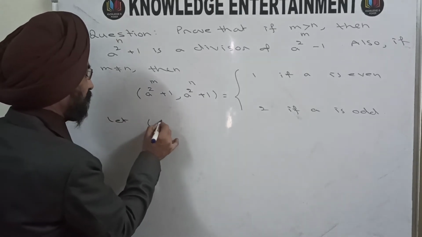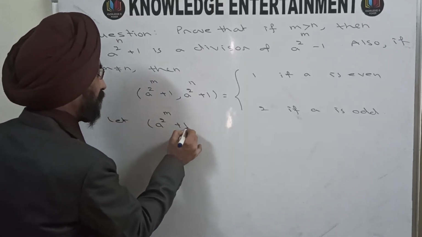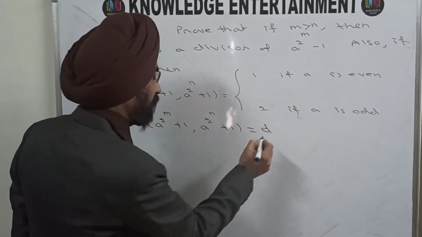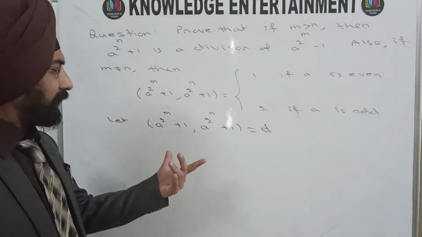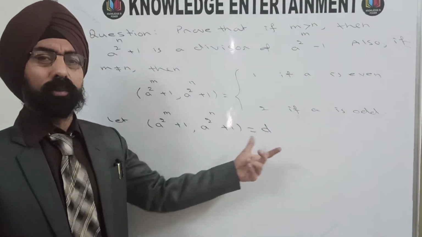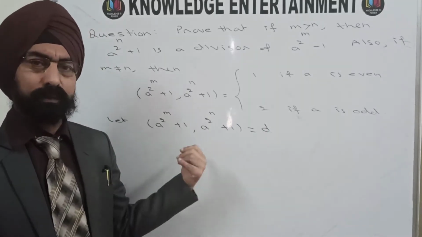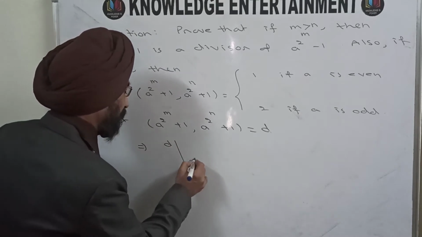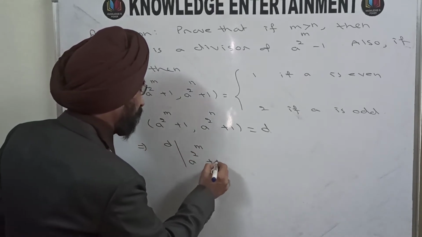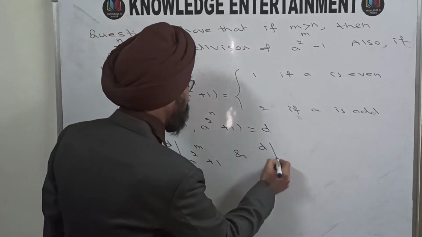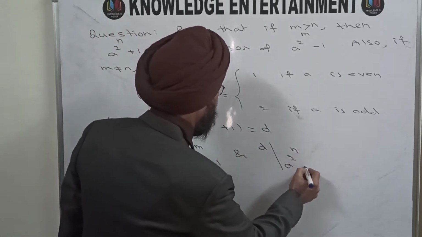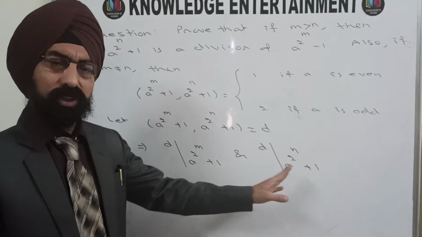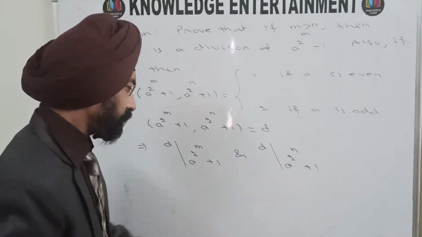Let the GCD of a raised to the power 2 raised to the power m plus 1 and a raised to the power 2 raised to the power n plus 1 be D. We know that if a and b have GCD D, then D is a common divisor of both. That means D divides a and D divides b. So here again, the same thing: D divides a raised to the power 2 raised to the power m plus 1 and D divides a raised to the power 2 raised to the power n plus 1. Now take any one of these two. Let me take the second one.